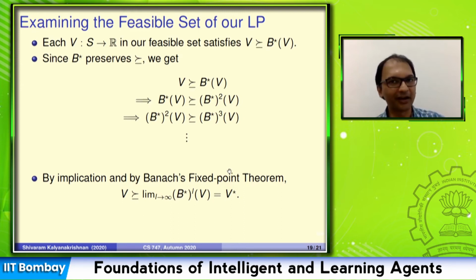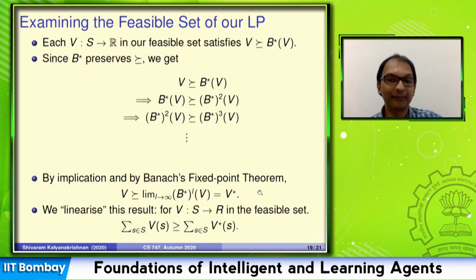And by Banach's fixed point theorem, we know that if you do it an infinite number of times, what you have is V star itself. Remember that V star was the unique fixed point of B star. So if V is greater than or equal to B star of V, and you keep applying B star over and over again, finally at infinity you get V being greater than or equal to V star. So every point V in our feasible set satisfies V greater than or equal to V star. And this is a property that we can milk for linearizing.